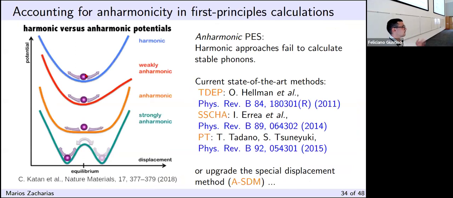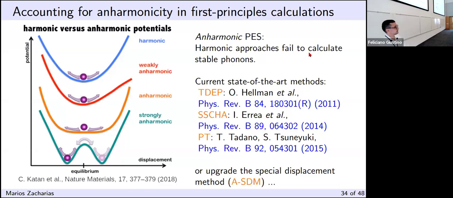So far, we have seen only harmonic cases: silicon, diamond, gallium arsenide are harmonic materials. But what happens if we go closer to anharmonicity? If we have a weakly anharmonic potential, here, still the harmonic approximation can be good. But if we go to a strongly anharmonic case or double well potential, we see that the harmonic approximation will fail, and this will give unstable phonons.